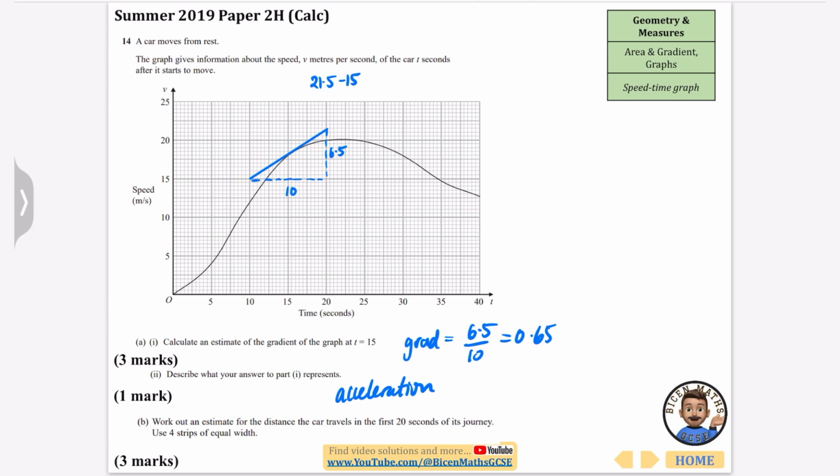Work out an estimate for the distance the car travelled in the first 20 seconds of the journey. Again, we're going to do this again. Geez, they want us to do this a lot of times. So I'm going to draw in, this time I'll do it in red to make it clear which parts I'm looking at. Doesn't look like we're going to have to do any underestimates or overestimates, and it looks like we have a triangle, a trapezium, and a trapezium.